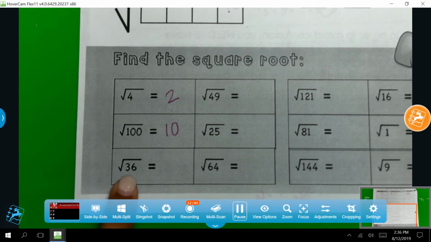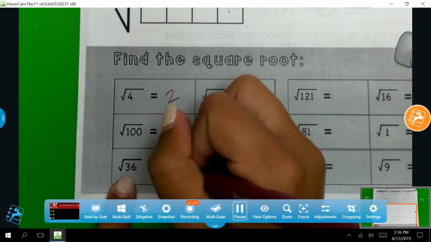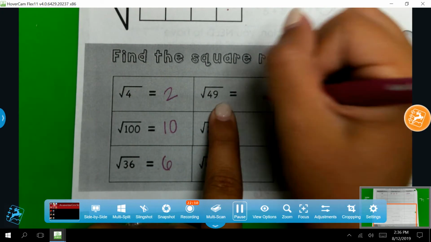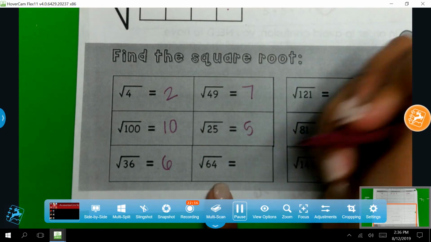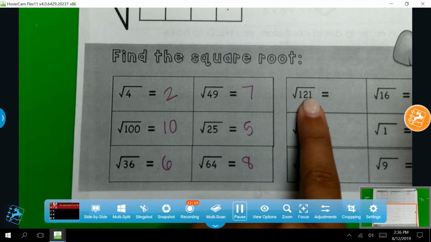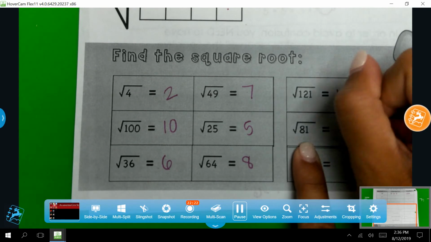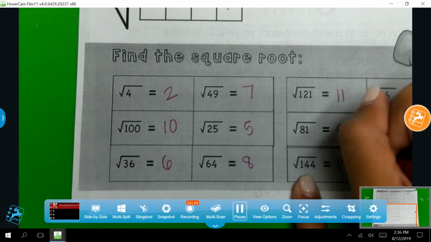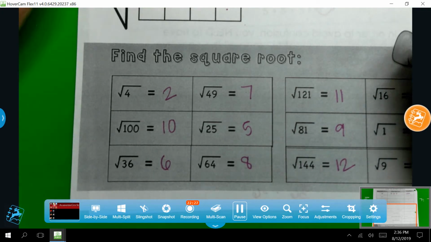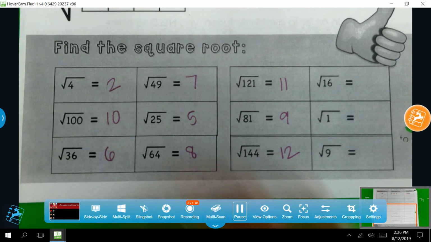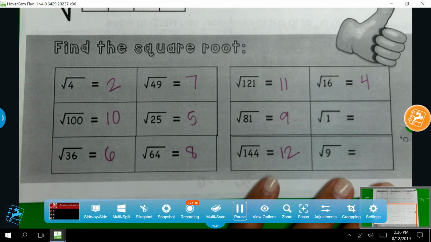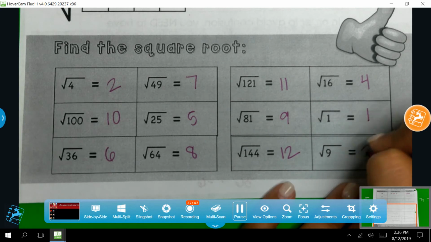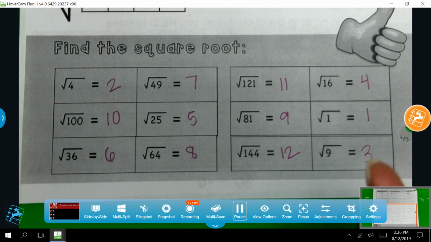Okay? Square root of 36. 6. Square root of 49. 7. Square root of 25. 5. Square root of 64. Square root of 121. Square root of 81. 144. Square root of 16. We just did it up here. 4. Square root of 1. 1. Square root of 9. Good. Questions on any of that?